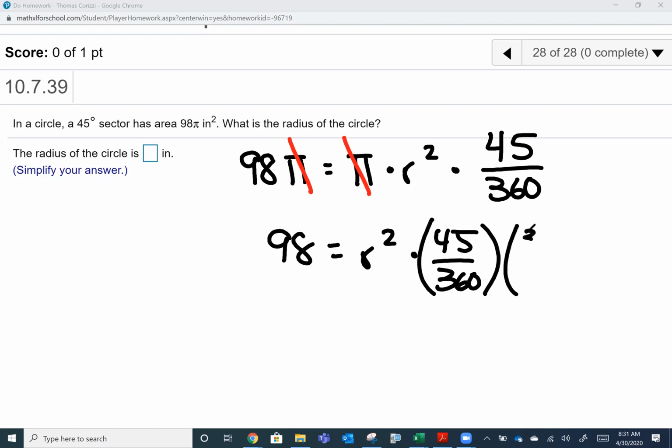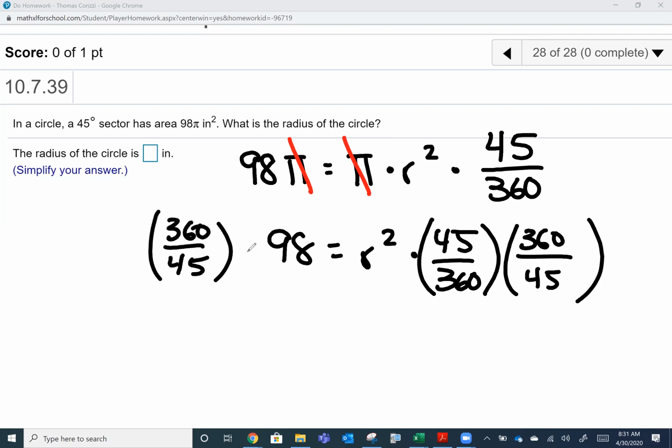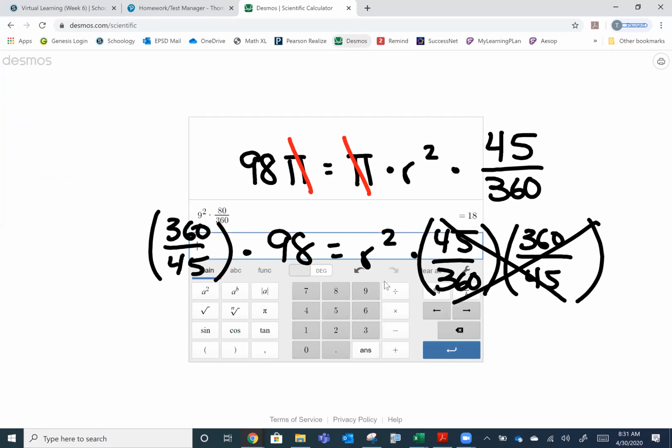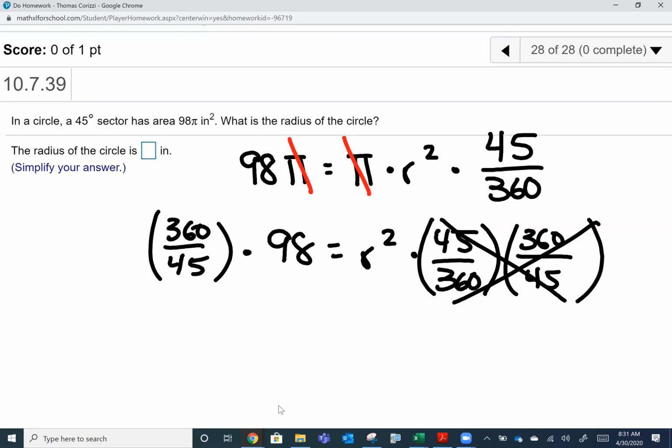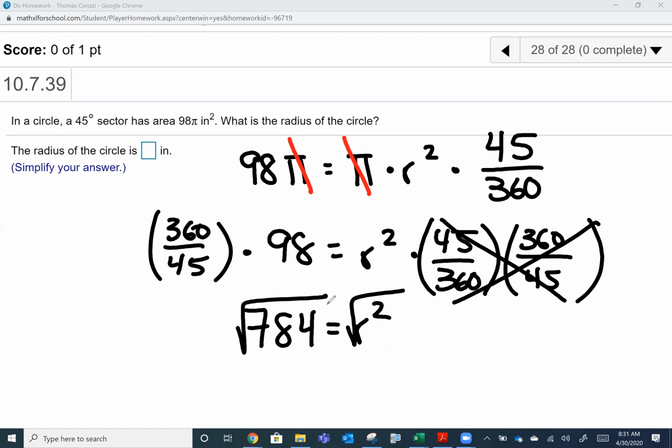We need to isolate the radius. So to cancel out the 45 over 360, you multiply by the inverse. That's a basic algebra fact. So that these cancel out. And when I find out what 360 divided by 45 times 98 is, 8 times 98 is 784. So this becomes 784 equals radius squared. And then to solve for the radius, you just take the square root of whatever this number is, and the square root of 784 is 28. So my radius is 28.